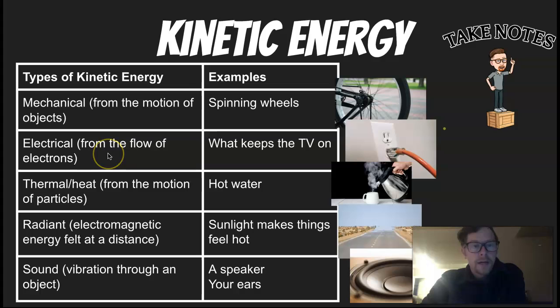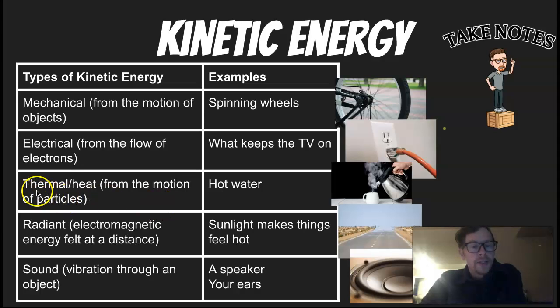Electrical is another type of kinetic energy that comes from the flow of electrons. So, that's your classical stuff that comes out of the wall or out of a battery. And that's, for example, what's keeping the TV on. This flow of electrons is passing energy from one place to another. It just happens to be in a form that we in our modern lives find very useful.